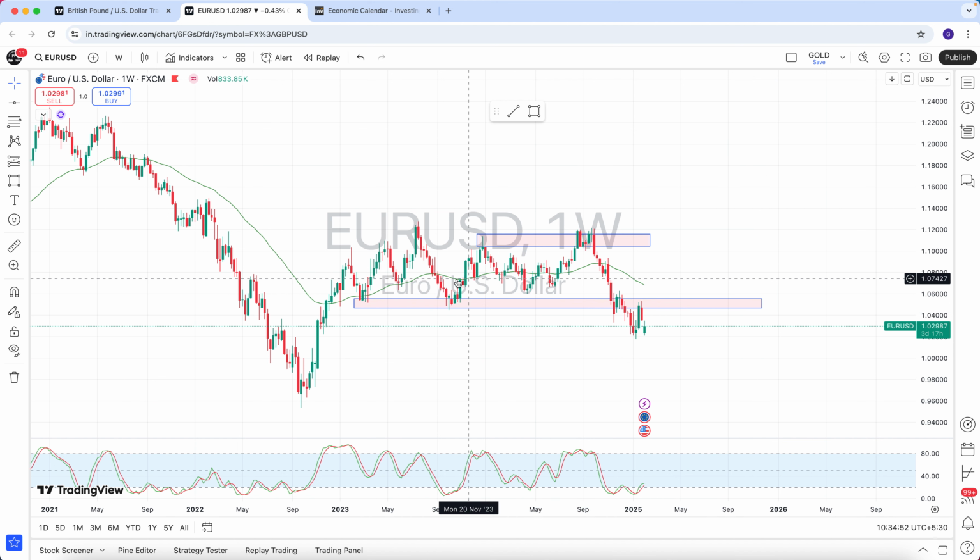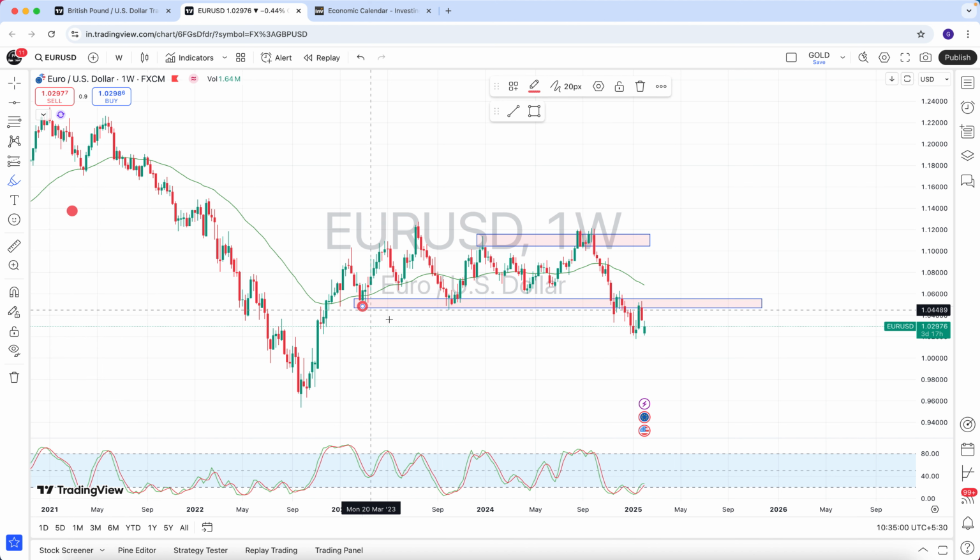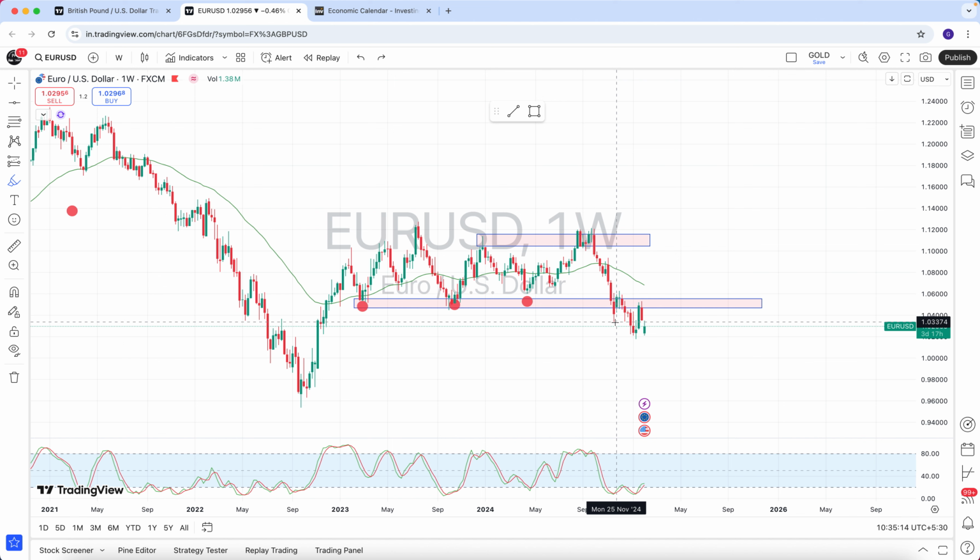Okay, now here you can see that it acted as a support zone, here it acted as a support zone, here it almost acted as a support zone. Now it broke this support zone. It broke this support zone, and then it tested this as a resistance zone. That is why we saw a momentum like this. Now again it is testing this zone.